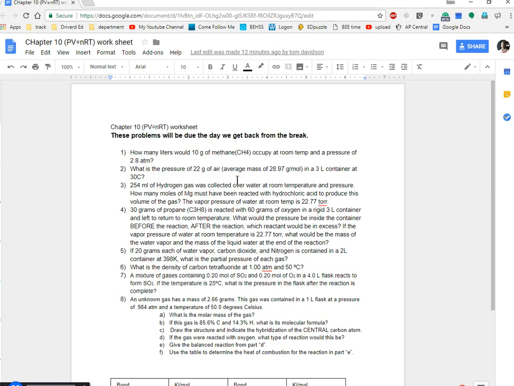So here we go. This first homework problem. How many liters, so that's volume, 10 grams of methane. What are you going to have to do to the grams of methane? Convert it to moles just by dividing. Methane is just 16. So then you have that, and then you have the pressure. Okay? Number 20, what's the pressure of grams of air? And it gives you the average mass in a 3-liter container at 30 Celsius. Got to convert it to Kelvin. All right? Then they get more complicated after that.